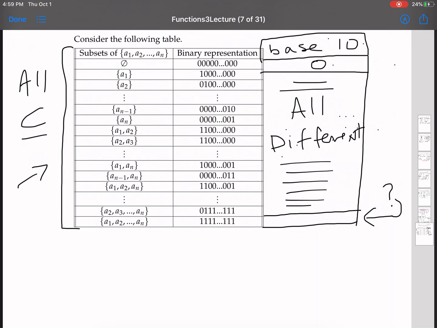All right, so we have its binary representation. 1, 1, 1, 1, 1, 1, 1, 1, 1, n ones. So there's n ones there. So what number is that?